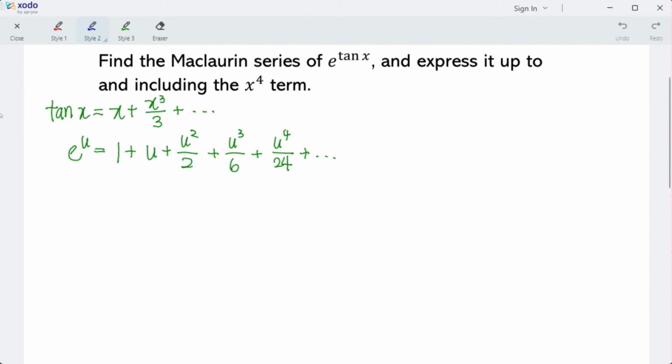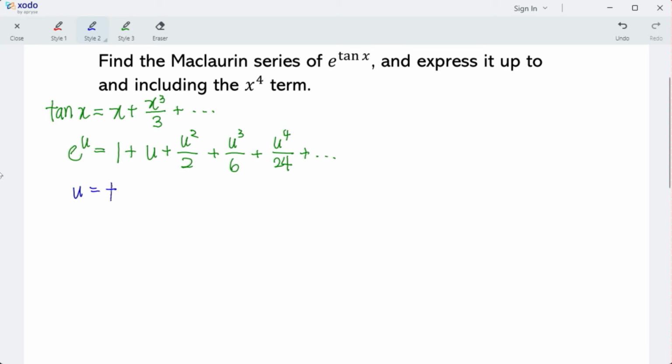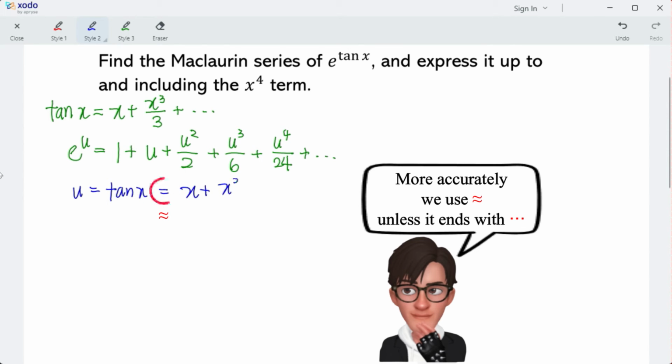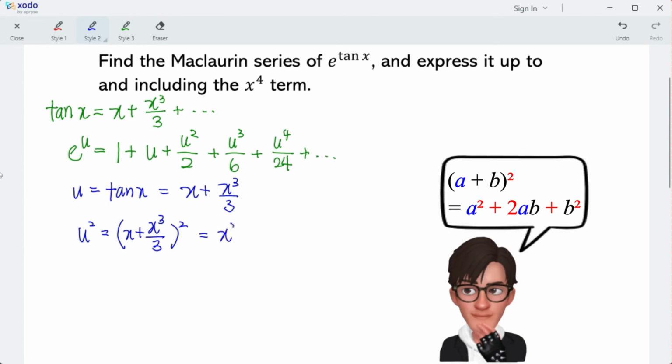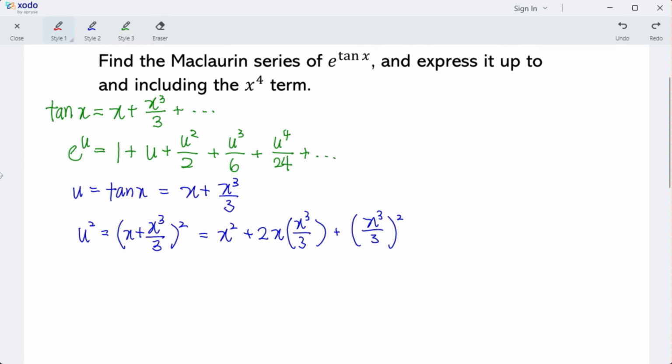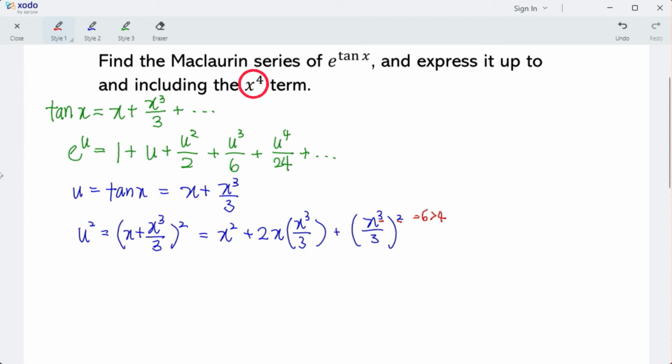With the two Maclaurin series that we obtained, we can now plug in and expand using algebraic power series manipulation. Since u is equal to tangent x, which is x plus x cubed over 3, we ignore all other terms that are higher than x to the power of 4. So u squared is equal to x plus x cubed over 3, squared. Expand it and we shall obtain x squared plus 2x multiplied by x cubed over 3 plus (x cubed over 3) squared. For the last term, we don't have to compute it, since squaring x cubed gives power 6, which is greater than 4, so we ignore it. In other words, for u squared, we just have to take x squared and 2 over 3 x to the power of 4.